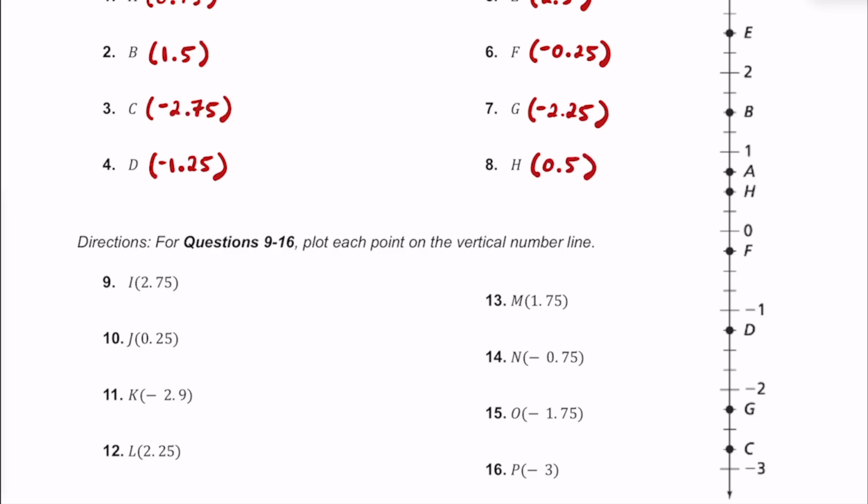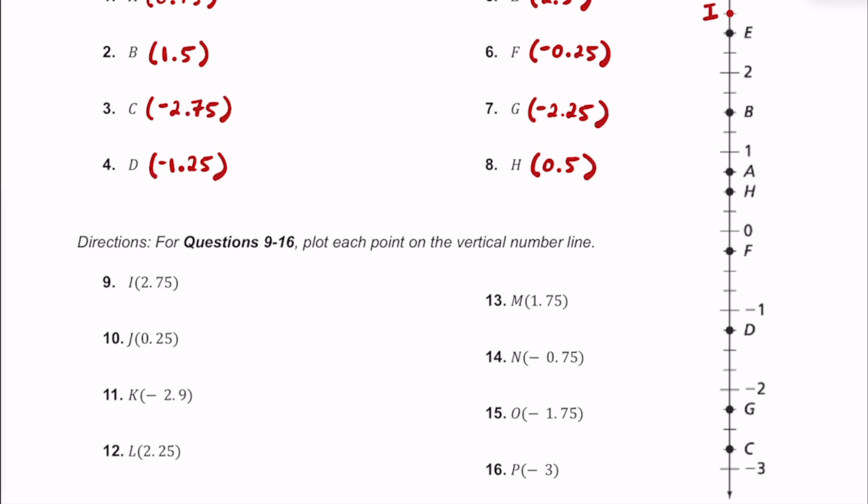All right, for the next set of problems, numbers 9 through 16, we're going to plot each of these points on the vertical number line to the right. So let's use that same number line. For number 9, we have I, which is at positive 2.75. So let's put that over there. So 2.75 is going to be right over here. I'm going to label that as I. And just to be a little bit more clear, I'll put it on the left side of the number line.